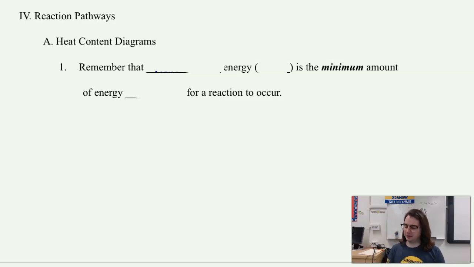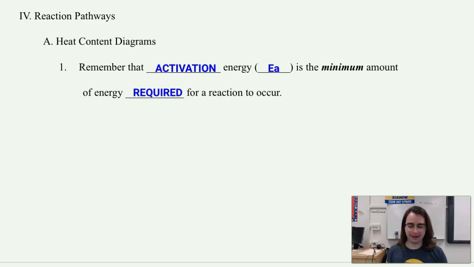Welcome back. Today we're going to talk about reaction pathways and reaction mechanisms. First thing we have to talk about is called a heat content diagram. As we're talking about heat content diagrams, remember that activation energy, something that we introduced last time, is the minimum amount of energy required for a reaction to even occur.